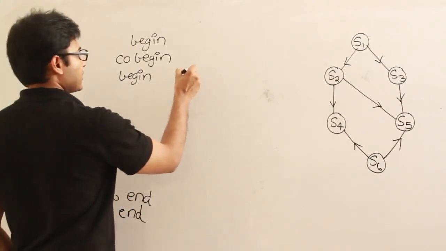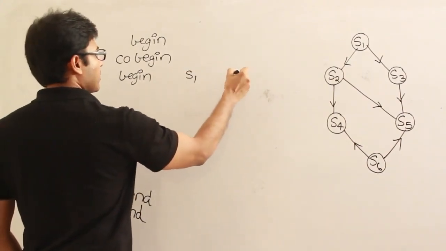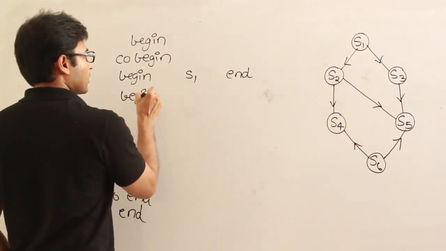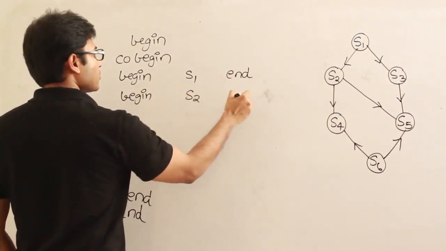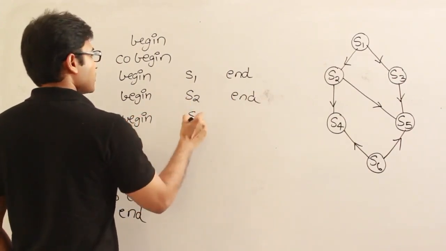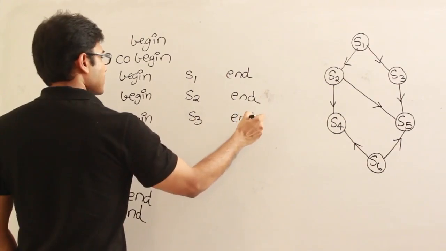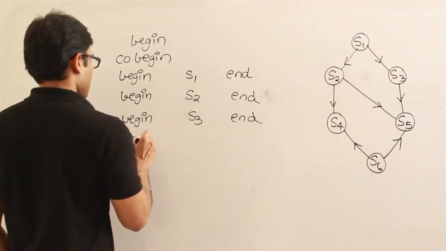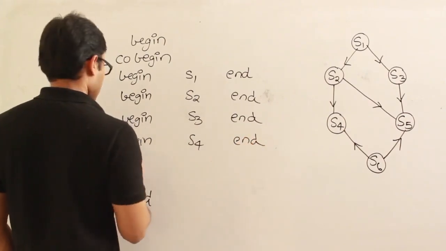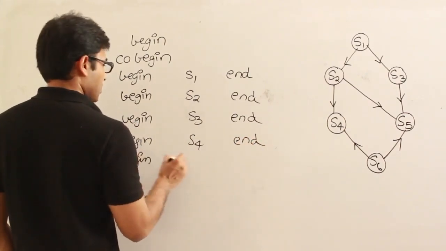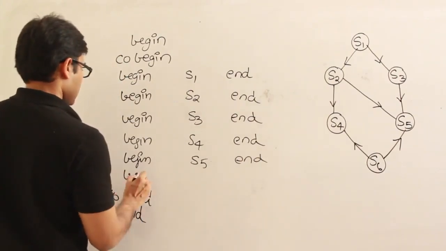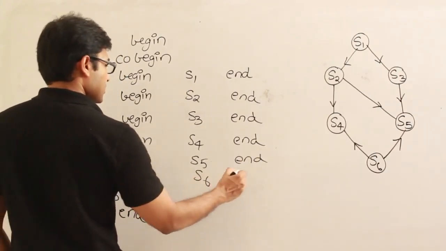So I'm going to write it like this: begin S1 and then end, begin S2 and begin S3 and begin S4 and begin S5 and then S6, begin S6 and then end.